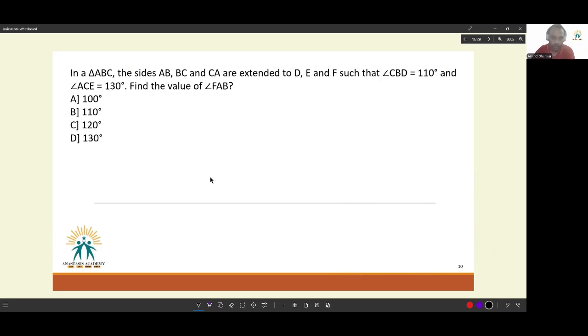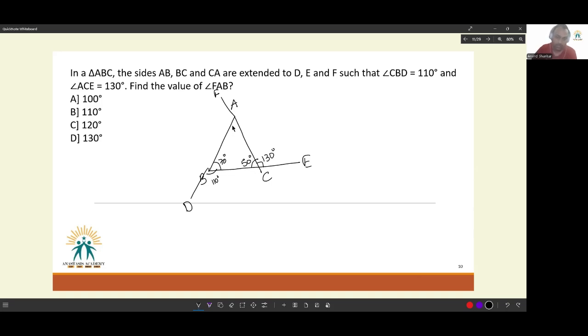Okay. Next, a triangle ABC. Also fairly straightforward question. ABC. AB is extended to D. BC is extended to E. And CA is extended to F. CBD is 110 degrees, so this will be 70 degrees. And ACE is 130 degrees, so this will be 50 degrees.